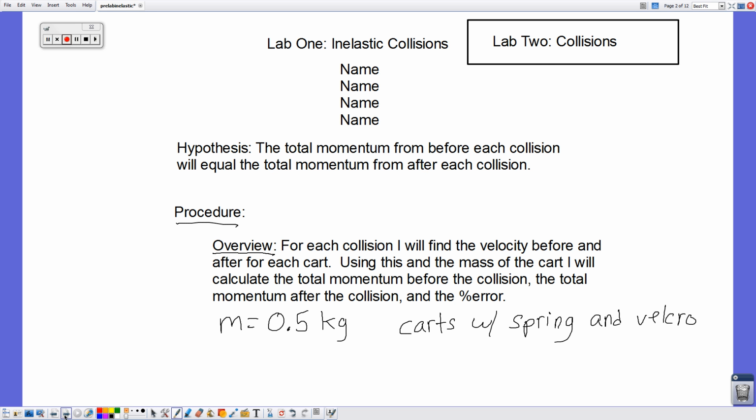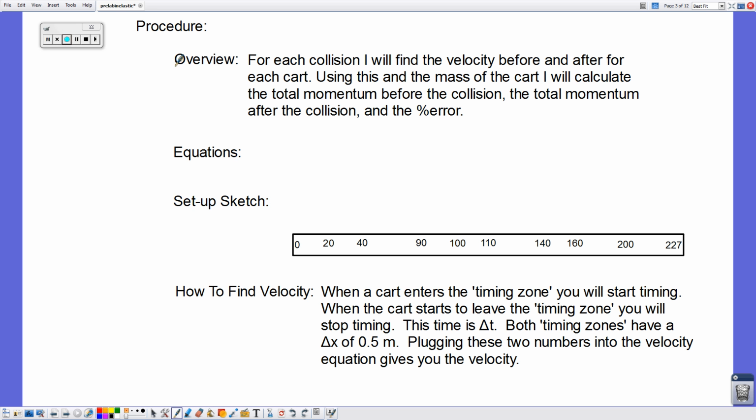All right, underneath overview, still inside procedure. So we're still under procedure. We just did overview. Next up is equations. I want you to list all of the equations we're going to be using in this lab. This is a new lab write-up format. I think it'll make things easier for you to understand, both when you're doing the lab and when you're looking back at your lab to write your conclusion.